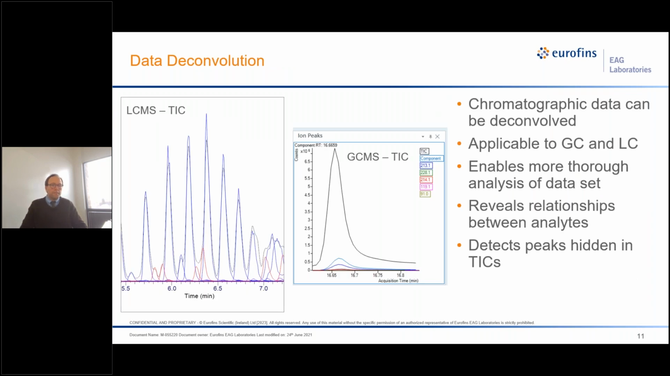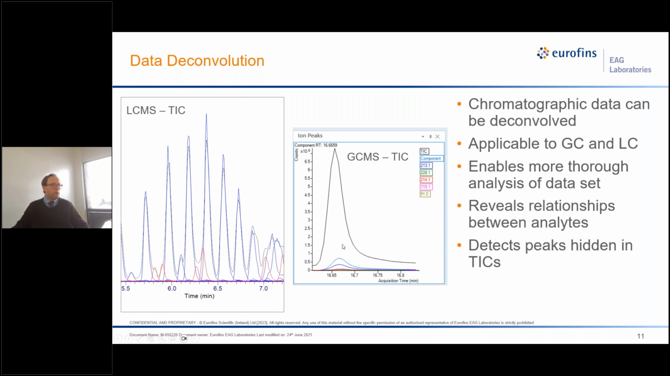Next, I'd like to talk a little bit about data deconvolution, which is one data interpretation technique that I alluded to in the previous slides. So chromatographic data can be deconvolved, and it's applicable to GC and LC. All data deconvolution means is taking advantage of the specificity or selectivity of a mass spectral detector to separate out individual signals and identify multiple components that may be eluting at the same time in a run. This is important because it enables more thorough analysis of the data set. It reveals relationships between analytes, and it can also detect peaks that are hidden in total ion chromatograms or base peak plots.